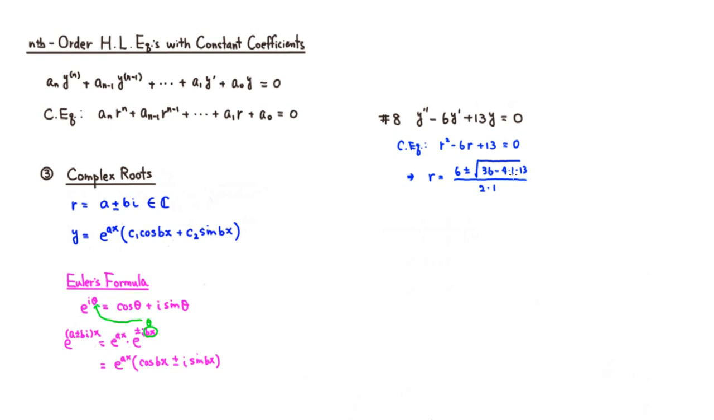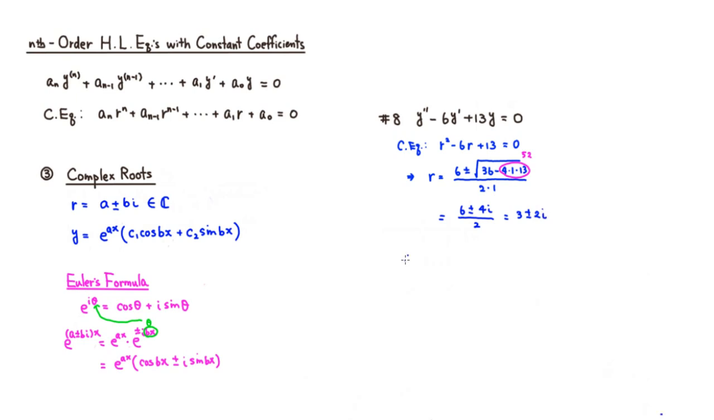4 times 13 would be 52, so 36 minus 52 would be negative 16. Therefore, we are getting 6 plus or minus the square root of negative 16, which would be 4i, and divide by 2. So we're getting 3 plus or minus 2i.